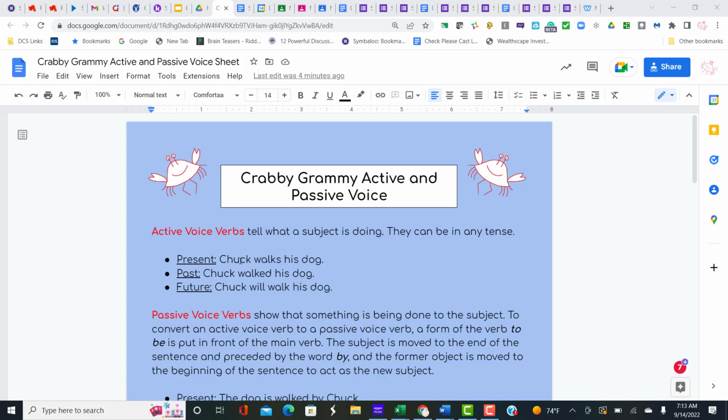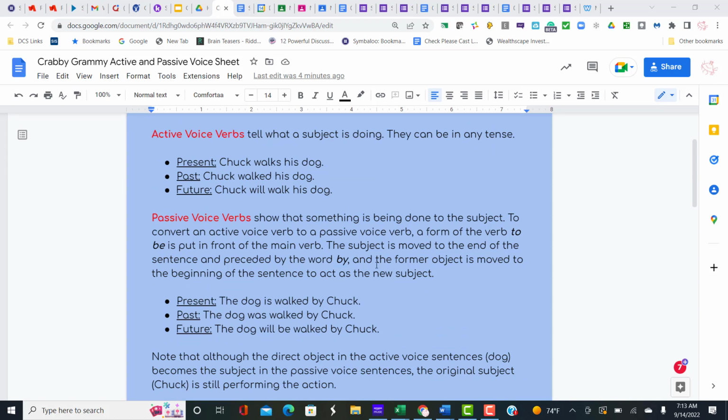Subject, Chuck, the person who's doing something. Walks, the verb, the action that he's doing. And dog, what's being walked. It receives the action of the verb. So subject, verb, direct object. Subject, verb, object. Now passive voice flips this around.